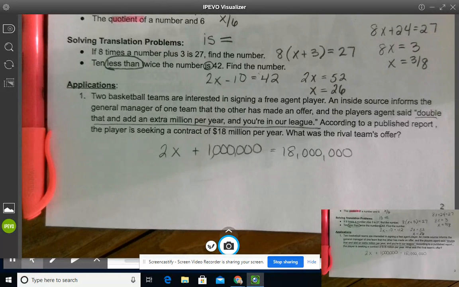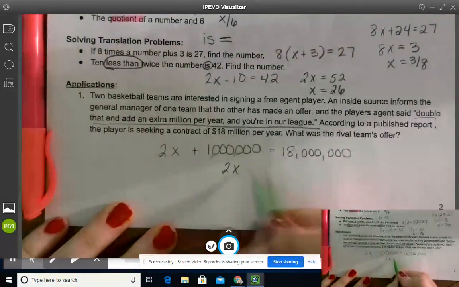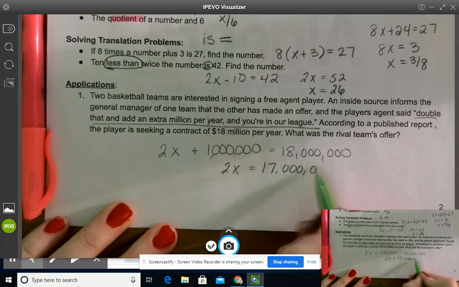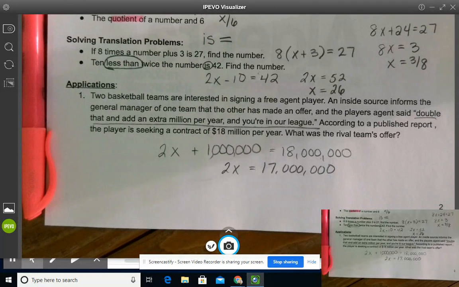You can use any variable you want. Since the numbers are in the millions, we'll let x stand for the offer in millions of dollars, which is what we're finding. And then basically you're just solving that equation. So if you take 2x, right, and you subtract 1 million from 18 million, you're going to get 17 million. And then 17 million divided by 2 would be 8.5 million.